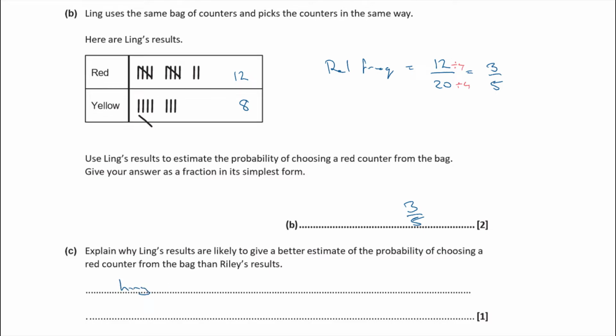Ling conducted 20 trials, which is more than the 9 trials that, what's his name made? Riley. Riley made. And so will be a better estimate.